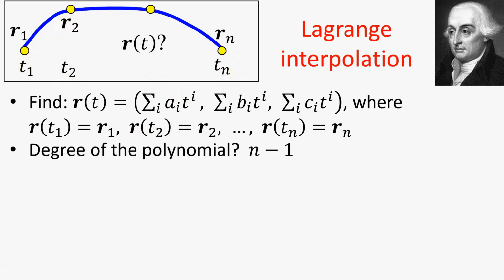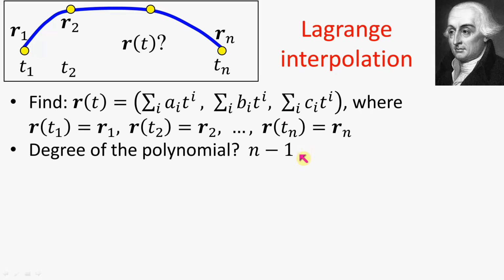The first question is the degree of the polynomial. Note that we have n number of equations. In a polynomial of degree m, we have m plus 1 number of coefficients because the indexing starts at 0. The number of equations is equal to the number of unknowns if the degree of the polynomials is n-1.